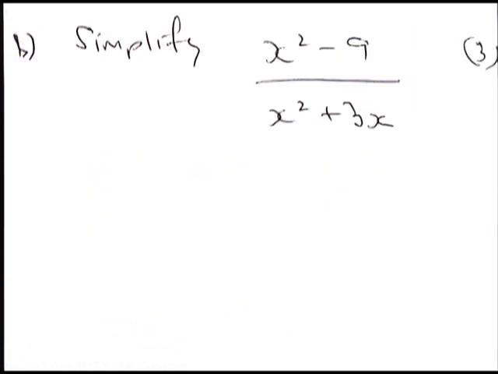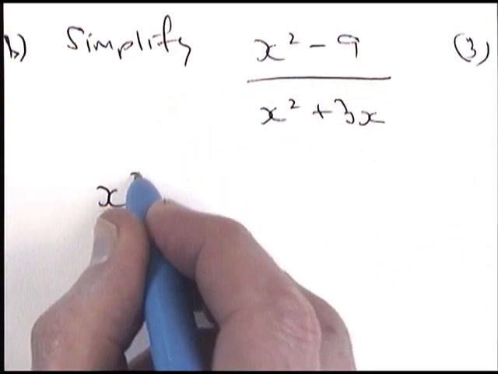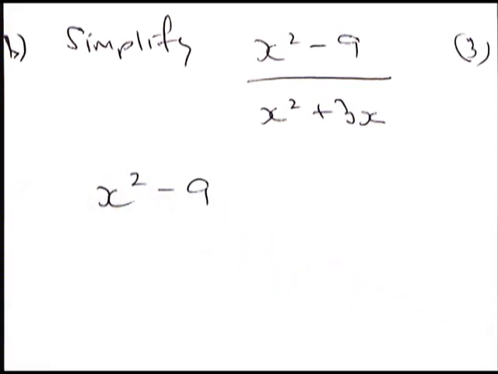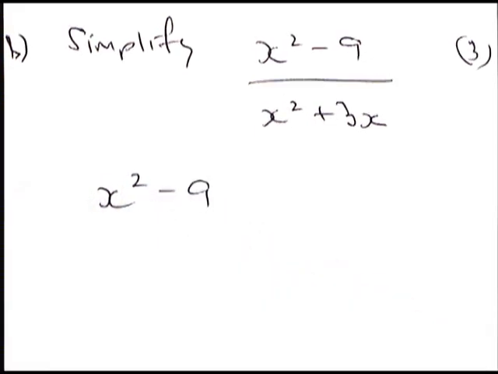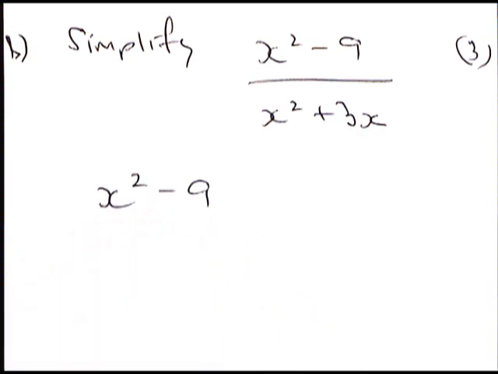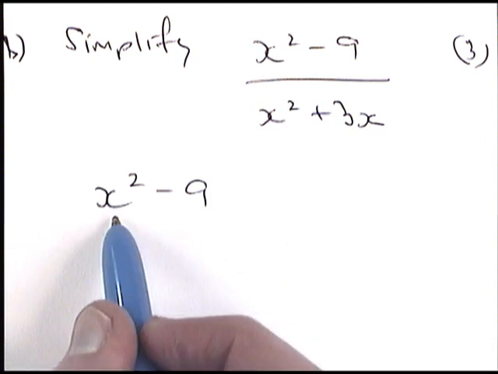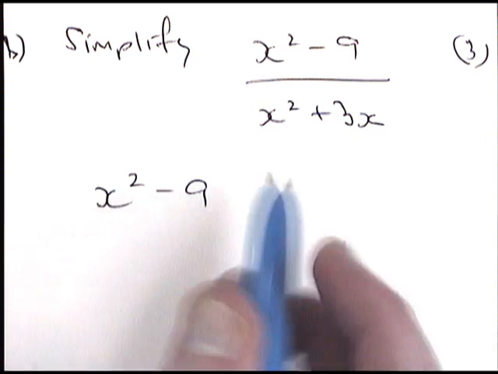Part B of this question is worth 3 marks, and there are no brackets in the question, but if you've got to simplify something, it's often worth trying to put brackets in yourself. So the top, first of all, x squared minus 9. Can you factorise that? Can you put that into brackets?